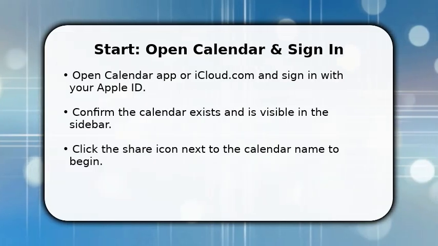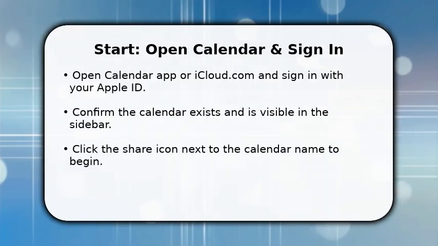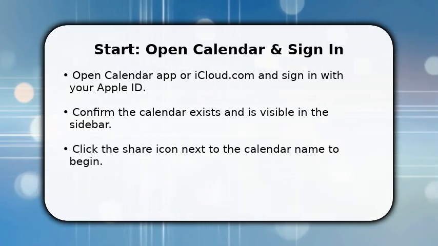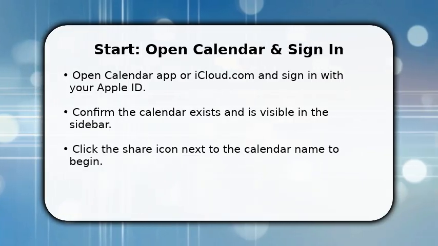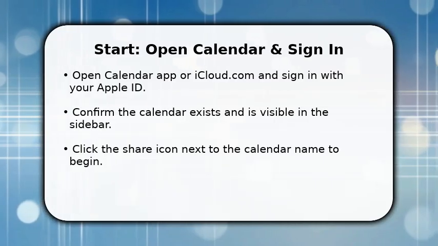You'll start by opening the Calendar app on your device or visiting iCloud and signing in with your Apple ID. Once signed in, make sure the calendar you want to share is visible in the left sidebar. Hidden calendars won't share. Now click the small share icon next to the calendar name to open sharing options.